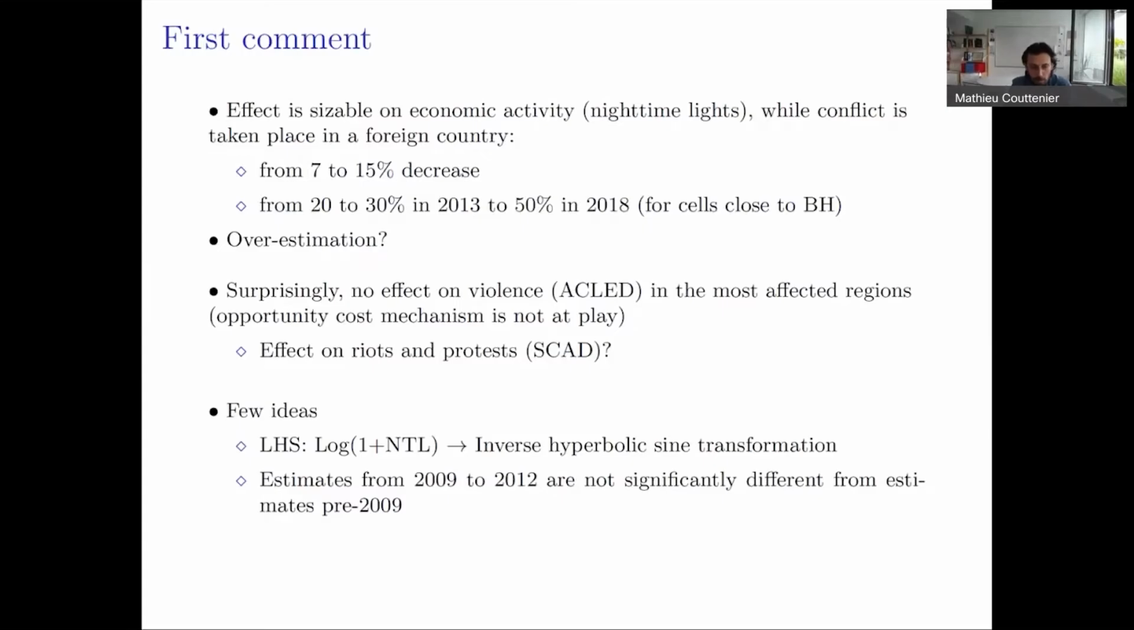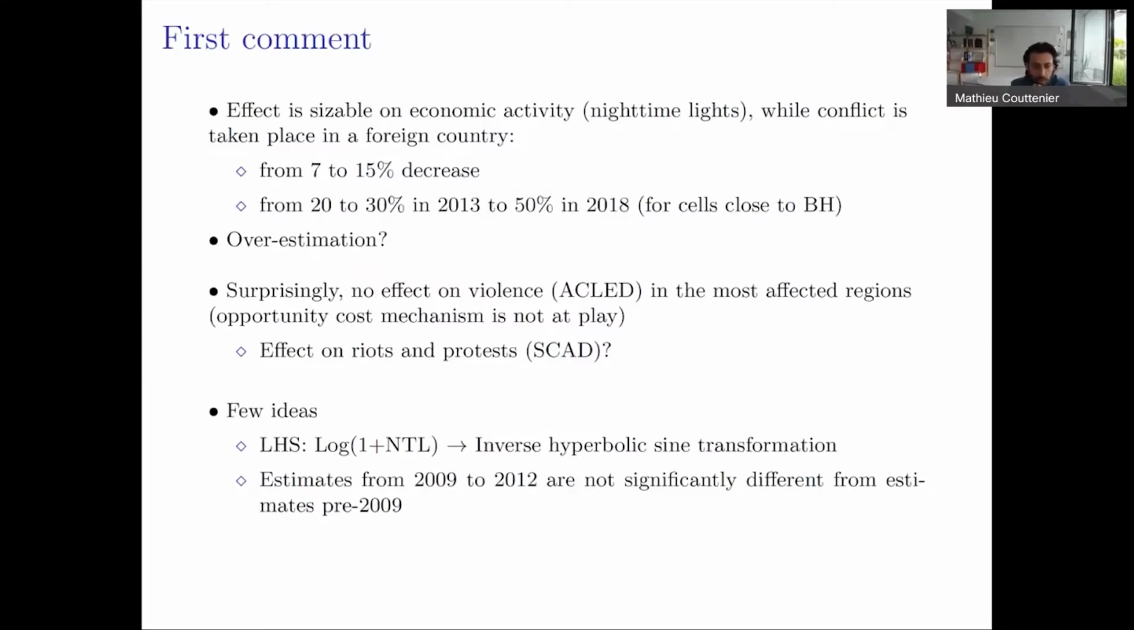The first one is about your left-hand side variable. As you said, it takes the log of 1 plus the nighttime data, and in terms of estimation, it would probably be better to use the inverse hyperbolic sine transformation, which would probably lead to a lower estimate.